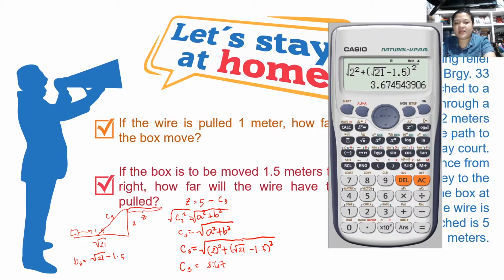Okay. Eh, ang hinahanap naman talaga natin yung z. So, paano natin siya isosolve? Pwede na natin isubtract si c sub 3 kay 5 o kaya naman ay pwede na rin naman natin itong idiretso sa ating calculator. So, 5 minus square root of 2 squared plus, open parenthesis, square root of 21 minus 1.5, squared, ang sagot ay 1.325456094 or 1.33. So, ganun pa rin naman, kahit na isubtract lang natin siya sa 5, 1.33 pa rin naman ang nagiging sagot niya. Okay, ano ang unit natin? Meters.